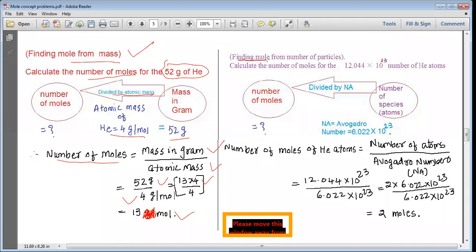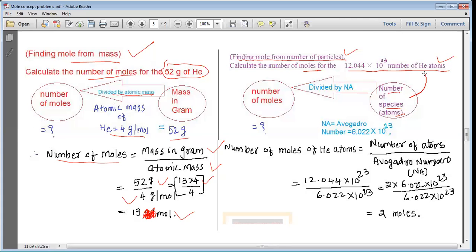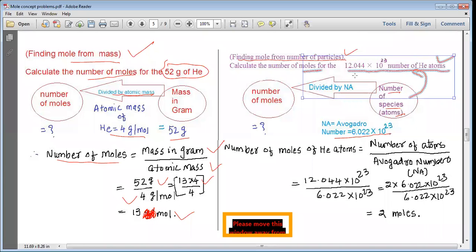In the same way, my dear students, we want to find out the moles from the number of particles. That means we are given the number of species or number of atoms. Calculate the number of moles from 12.044 into 10 to the power 23 helium atoms. Na is the Avogadro number, and that is 6.022 into 10 to the power 23. The number of helium atoms given is 12.044 into 10 to the power 23.